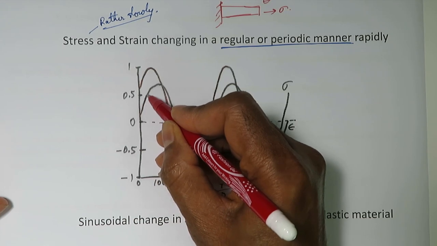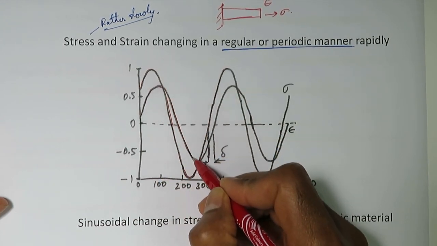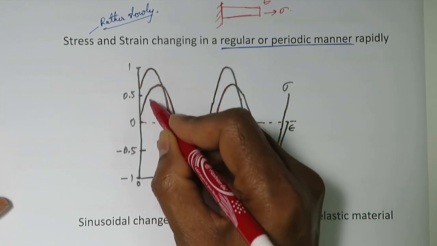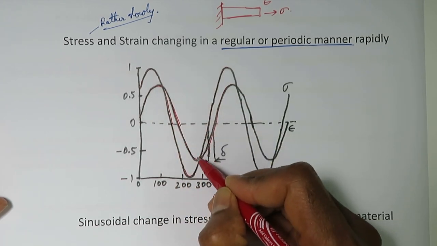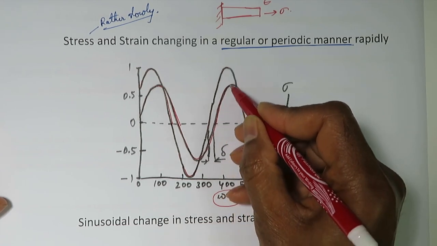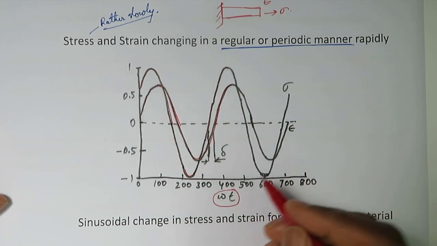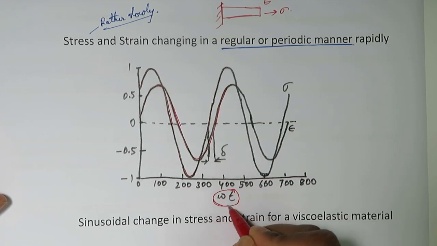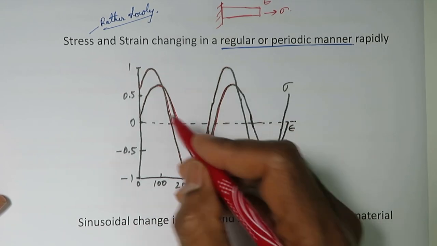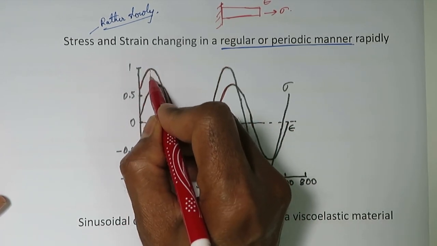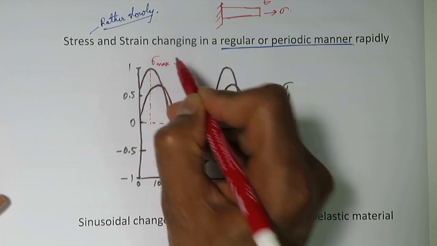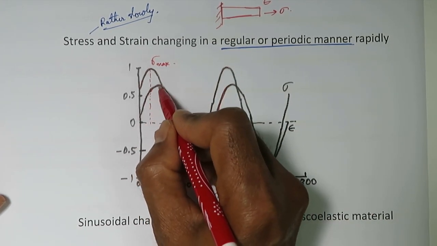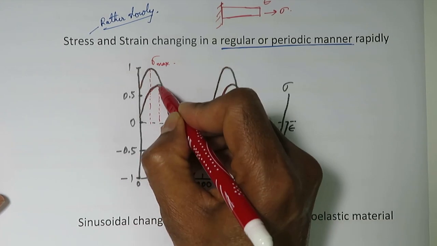So strain is also following the same similar kind of periodic or cyclic manner. So it is going from a smaller value to a maximum value, going to zero, going in the reverse direction, negative strain, and then again going. So this will go on, and depending upon the angular speed, their response will change. But now here we can see that when the stress is at maximum value, the strain is not max. The strain is this one. Strain is actually less than maximum. The maximum value of the strain comes at a later time.